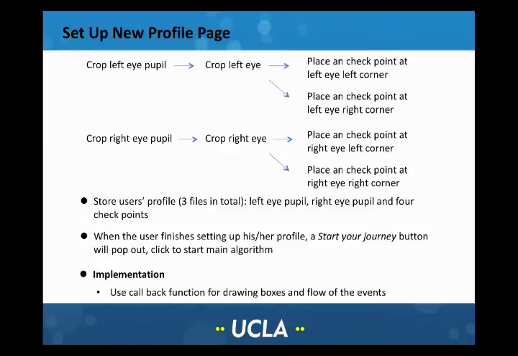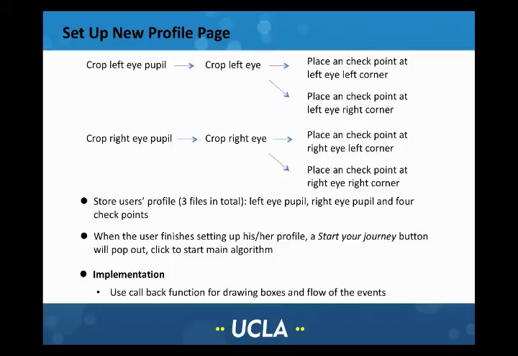The Setup New Profile page works as follows. The user first is prompted to crop the left eye pupil, and then is prompted to crop the left eye, and then place a checkpoint at the left eye left corner and left eye right corner. Then the user is prompted to crop the right eye pupil, and then crop the right eye, and then place a checkpoint at the right eye left corner and right eye right corner. The app stores the user's profile, 3 files in total, namely left eye pupil, right eye pupil, and 4 checkpoints.